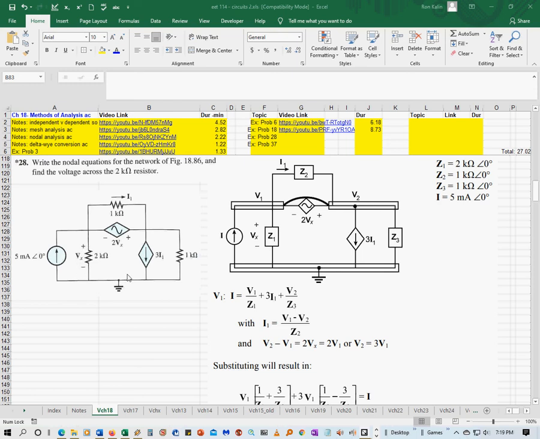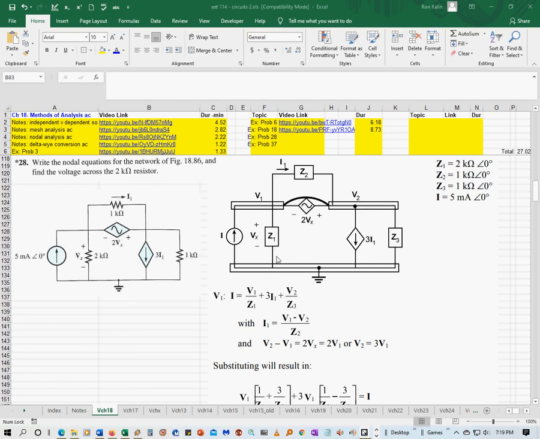You can see that this voltage source is dependent on this Vx. It's 2 times Vx, whatever Vx ends up being. And this current source is dependent on the current going through this resistor, which they called I1. So that's how those things work.